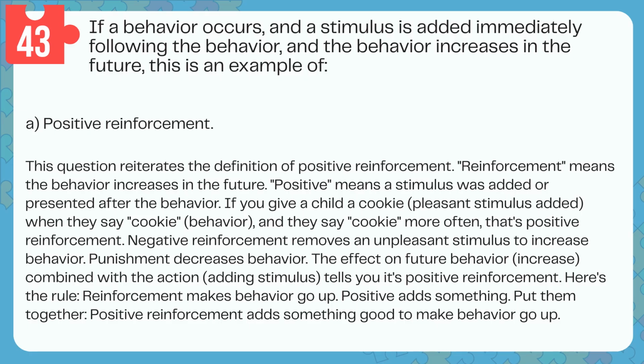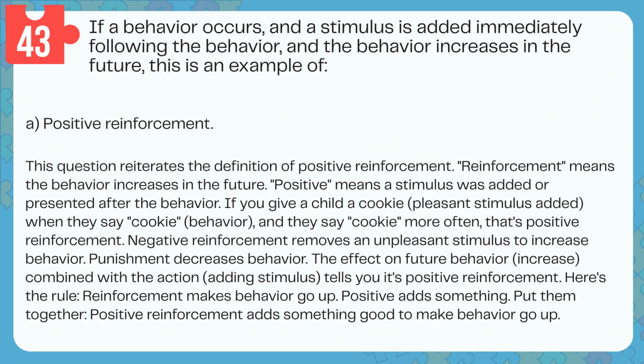Positive means a stimulus was added or presented after the behavior. If you give a child a cookie, pleasant stimulus added, when they say cookie, behavior, and they say cookie more often, that's positive reinforcement. Negative reinforcement removes an unpleasant stimulus to increase behavior. Punishment decreases behavior. The effect on future behavior, increase, combined with the action, adding stimulus, tells you it's positive reinforcement.